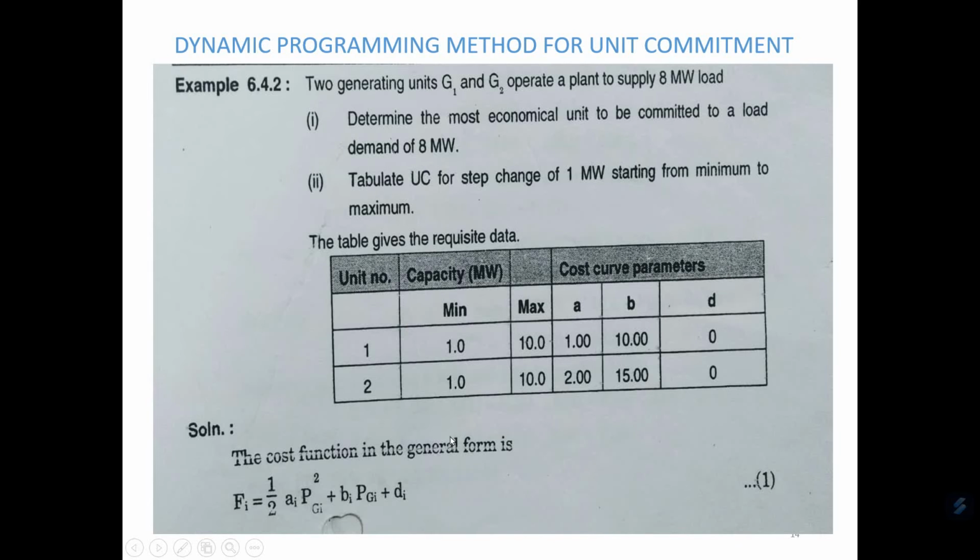Okay, now the cost function in general form is given by Fi = 1/2 Ai PGi^2 + Bi PGi + Di. For example, for the first generator, it will be F1 = 1/2 A1 PG1^2 + B1 PG1 + D1. A1 is 1 for the first generator, B1 is 10 and D1 is 0. Similarly, F2 = 1/2 A2 PG2^2 + B2 PG2 + D2. So the A parameter for the second generator is 2, the B parameter for the second generator is 15, and the D parameter for the second generator is 0.